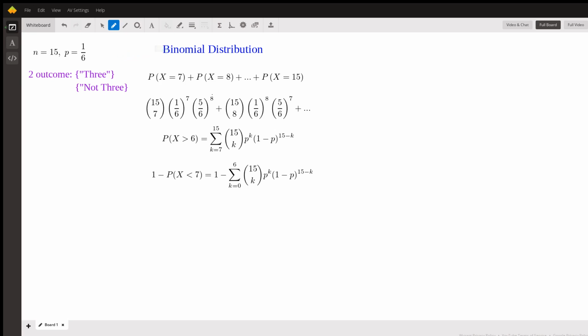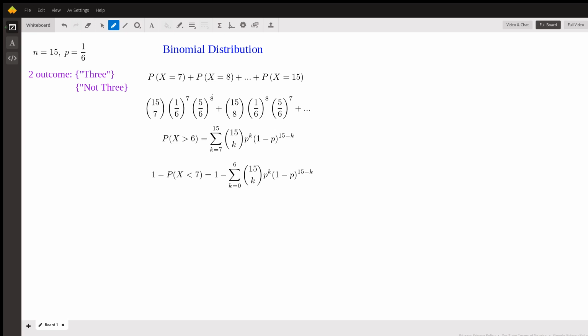Okay, so the first thing that's important here is to recognize the distribution. This is a binomial distribution, which means there are two outcomes. The two outcomes here are 3 or not 3. If it's not 3, we don't care if it's a 5 or a 6. Just not 3 is the other outcome. And we have the probability here of 3, which is 1 over 6.